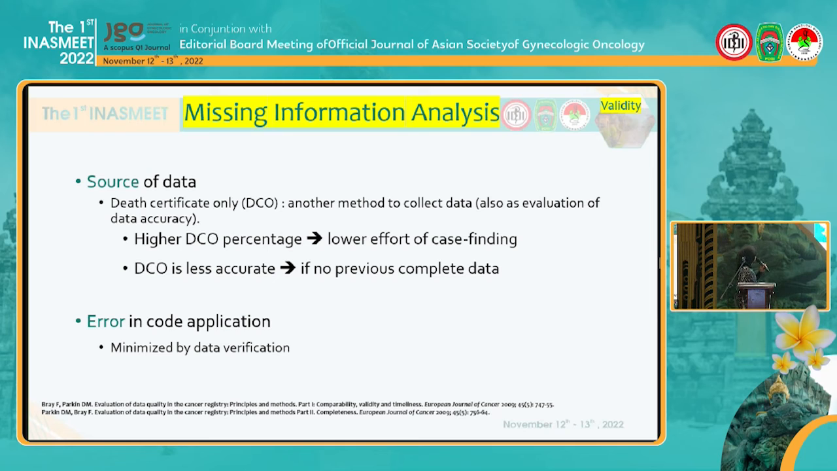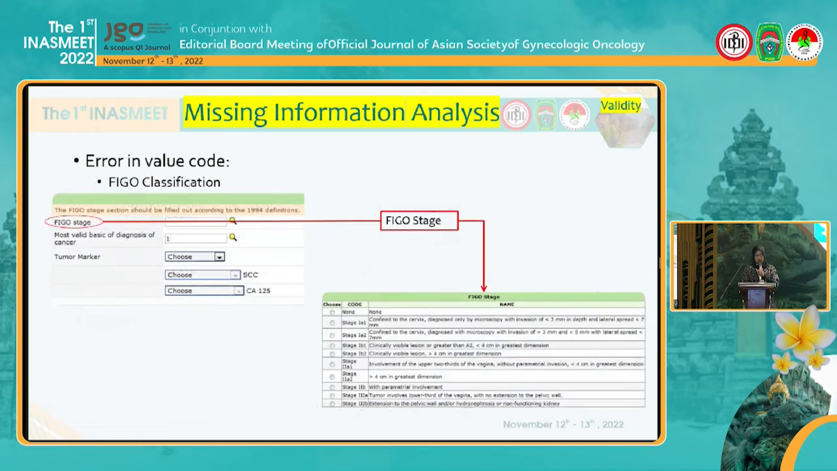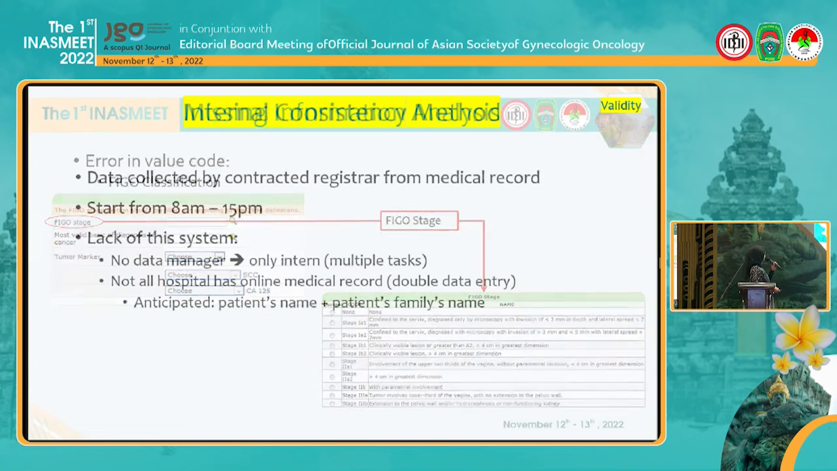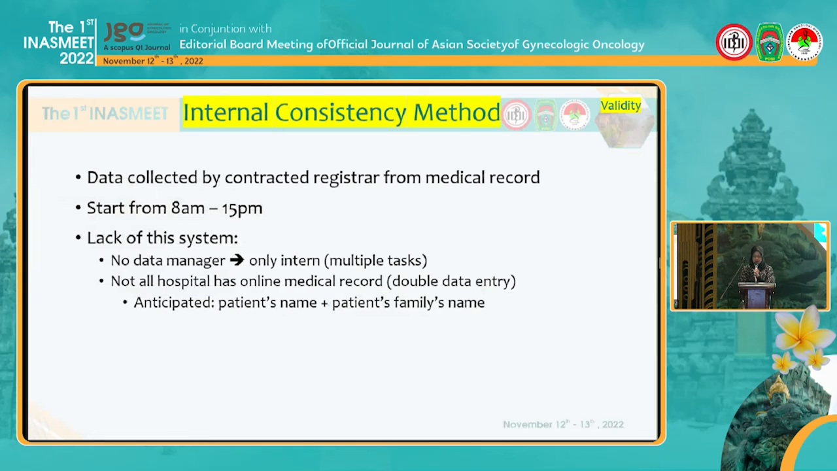Error in code application is minimized by data verification. As I told you before, we did the verification for every consultant with the data inputter. For missing information analysis, we have a pull-down menu to minimize the difference. And for the internal consistency method, data is collected by contracted registers from medical records. We find it very difficult because they always change all the time, so sometimes it's very difficult to be consistent. And they work from 8 to 3 p.m.